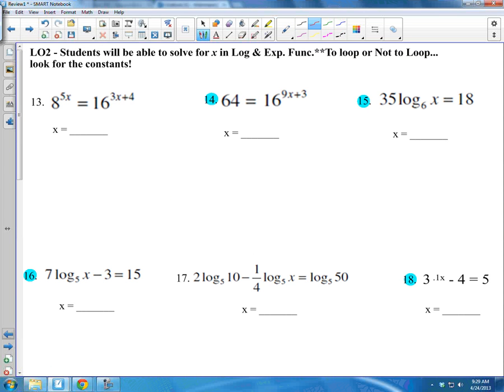So 2 to the third power is 8. 2 to the fourth power is 16. Haven't changed it yet, just the way it looks. And then I still have the 5x with the 8, and I still have the 3x plus 4. And I'm going to put those in parentheses because those parentheses are going to tell me to distribute. So now that these bases are the same, I can basically ignore them and focus on the algebra problem.